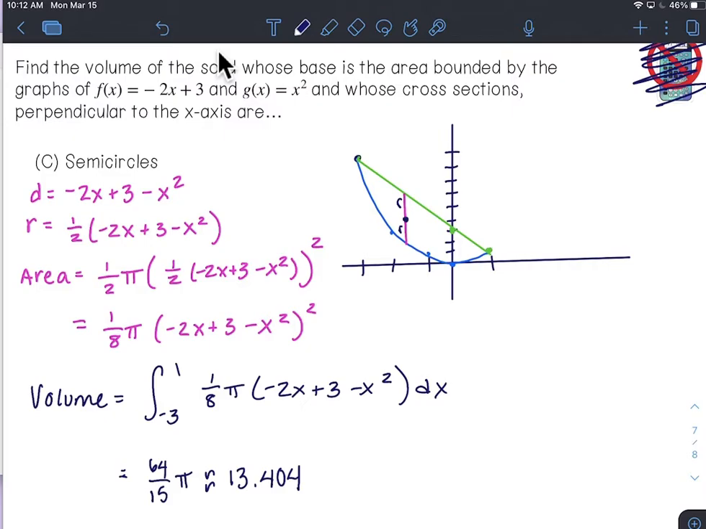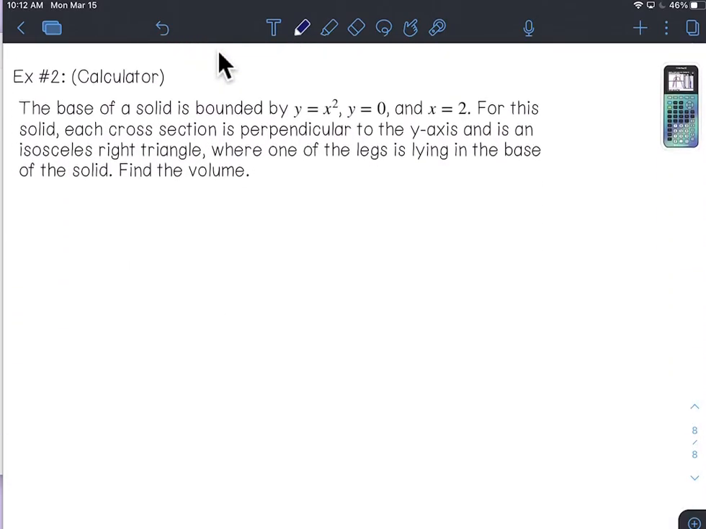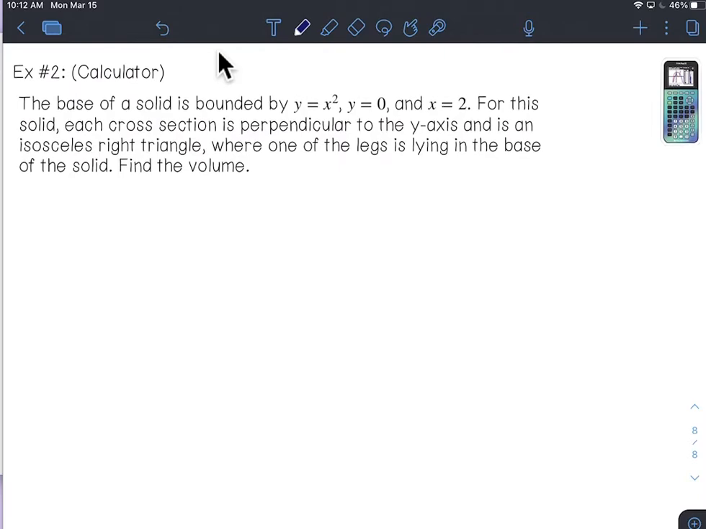Okay, so we're going to do one more just to kind of switch it up. So definitely going to use a calculator for this just to speed it up. Now we have the base of a solid is bounded by x squared, y equals 0, and x equaling 2. So let's just quick sketch that.